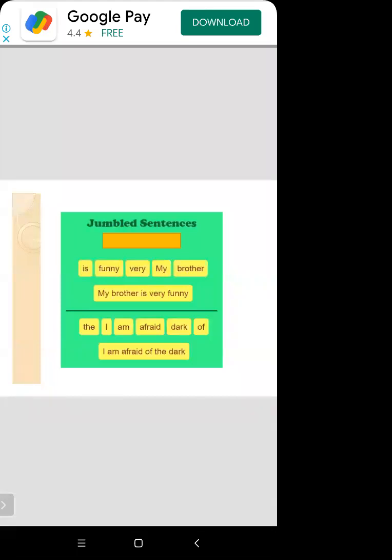Clear, student? Now in the first sentence you notice: my brother is very funny. When you jumble the sentence, you put first the subject, after that the verb, and after that the rest, which depends on the sentence, as an adverb, an adjective, or a preposition. It depends on the predicate part, what we have to put in the correct order to make a sentence. Clear, student? Now the second one is: I am afraid of the dark.